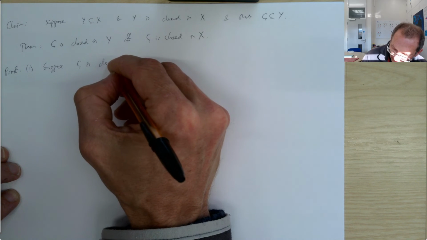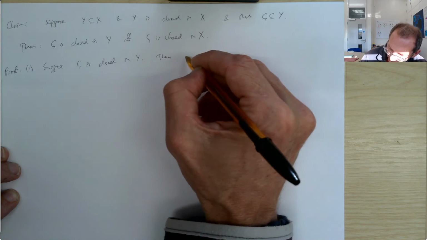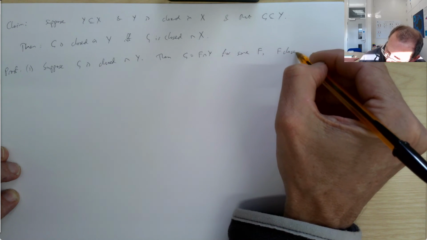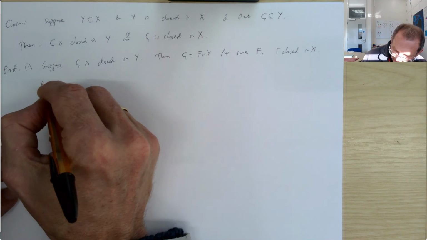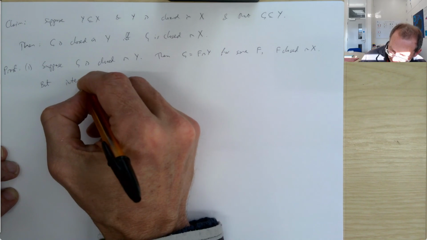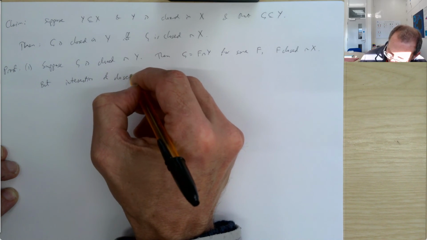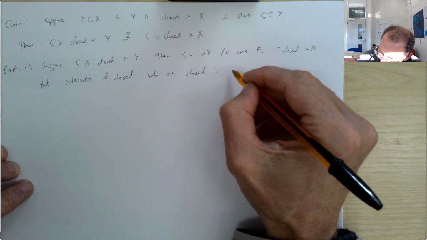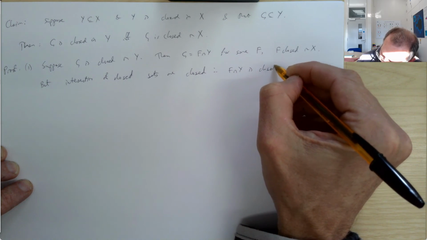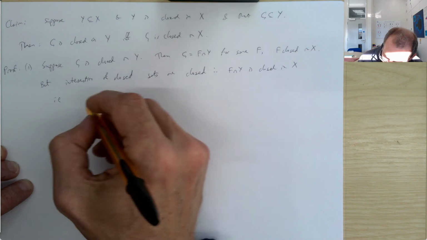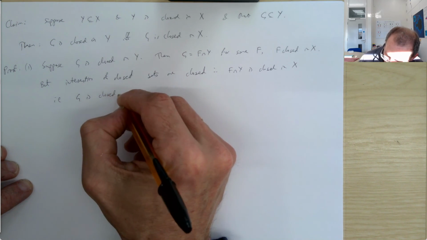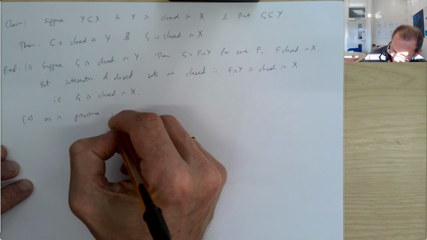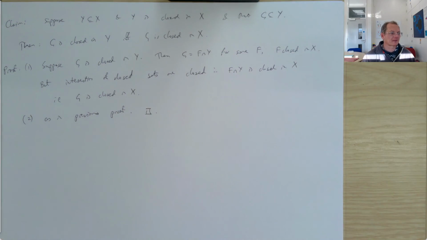Suppose G is closed in Y, then G is equal to F intersect Y, for some F with F closed in X. But intersections with closed sets are closed, therefore F intersect Y is closed in X, i.e. G is closed in X. And we've still got to do the converse, but I think I won't go through that. That's the same as in the previous proof as well.